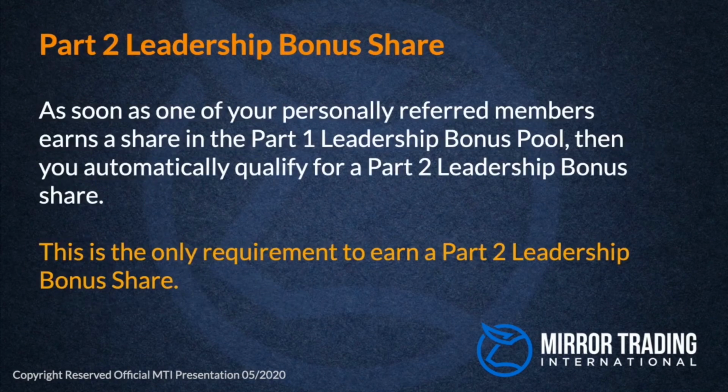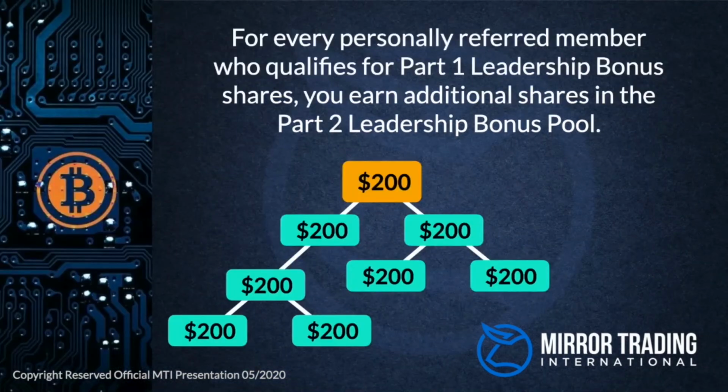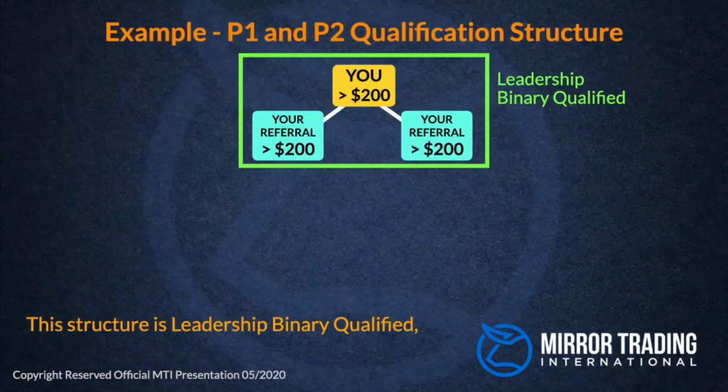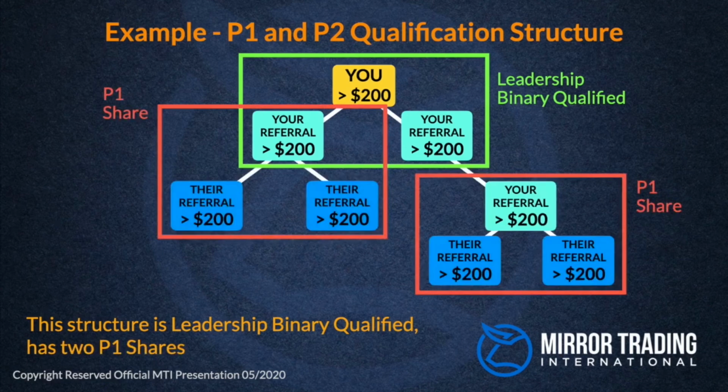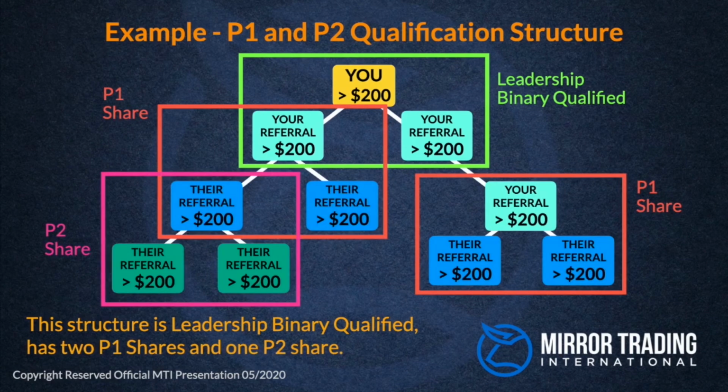As soon as one of your personally referred members earns a share in the Part 1 Leadership Bonus pool, then you automatically qualify for a Part 2 Leadership Bonus share. This is the only requirement to earn a Part 2 Leadership Bonus share. For every personally referred member who qualifies for Part 1 Leadership Bonus shares, you earn additional shares in the Part 2 Leadership Bonus pool. In this example, the structure is Leadership Binary qualified, has 2 P1 shares and 1 P2 share.